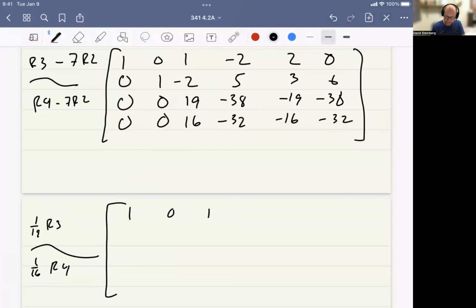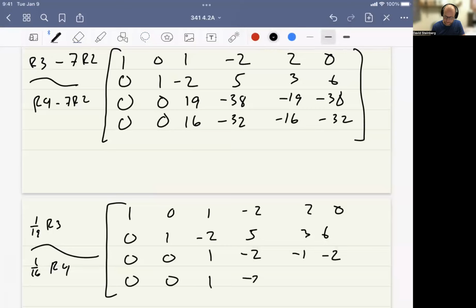Okay, and these first two rows haven't changed at all. 1, -2, 5, 0, 0, 1, -2, -1, -2, 0, 0, 1, -2, -1, -2. That's 6, keeps on creeping.